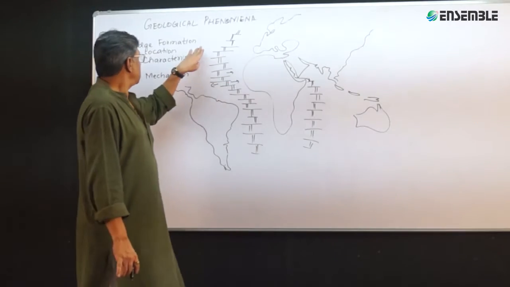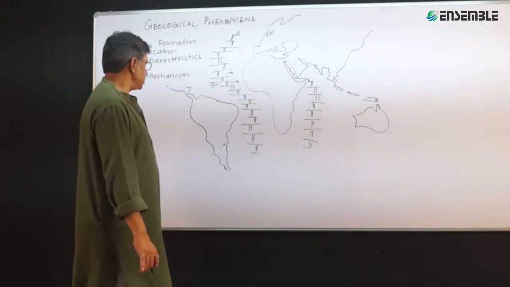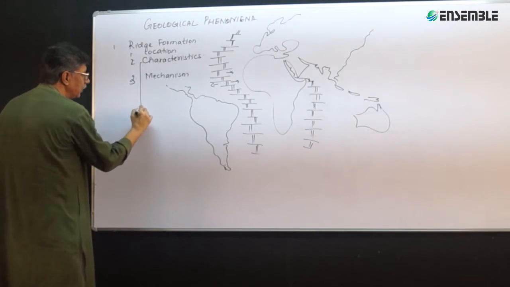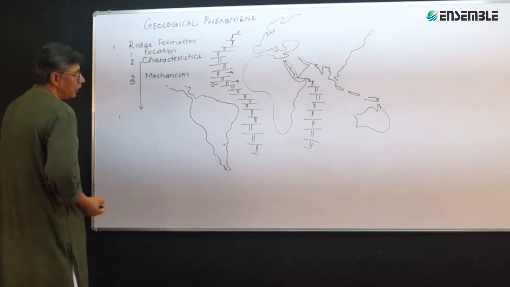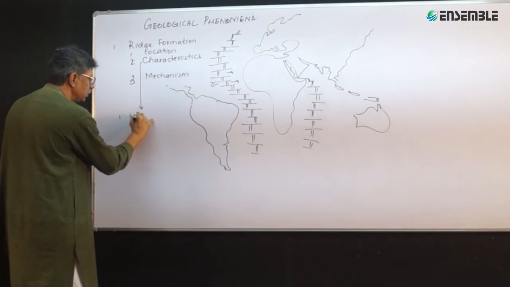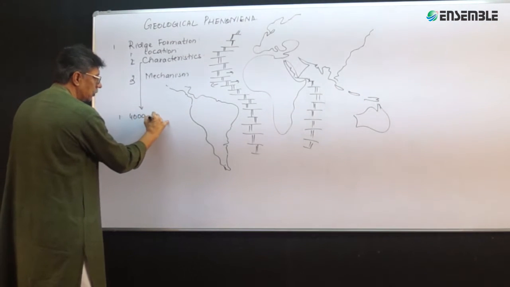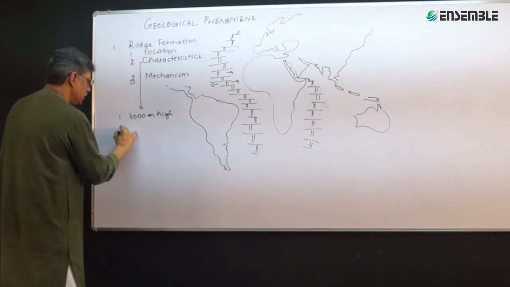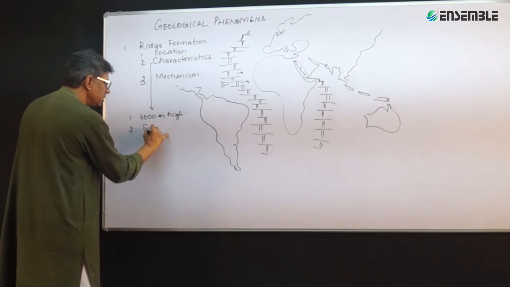Now, that's one part. What are its characteristics? When you're talking about its characteristics, these are very specific. One characteristic is that it is about 4,000 meters high from the surface. Second is that it is generally symmetrical.